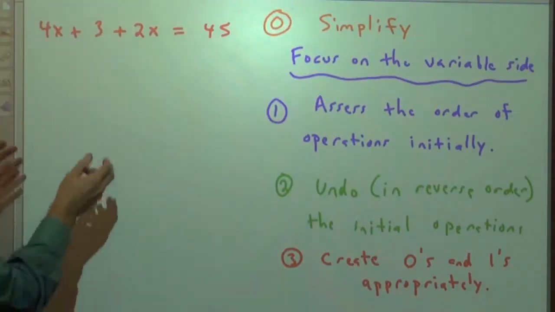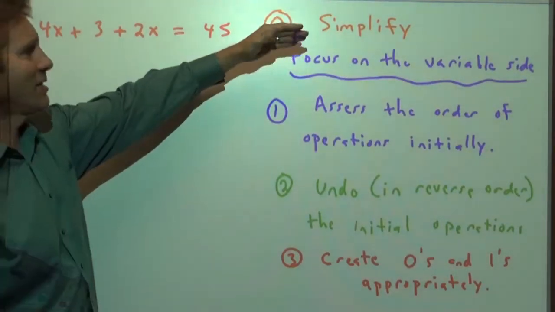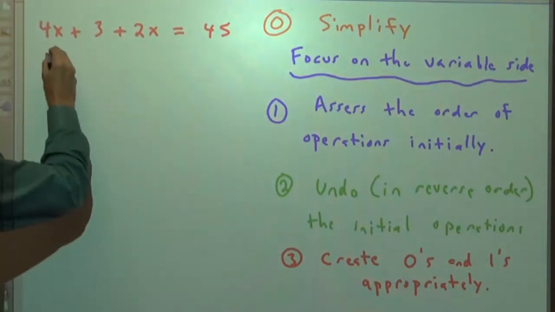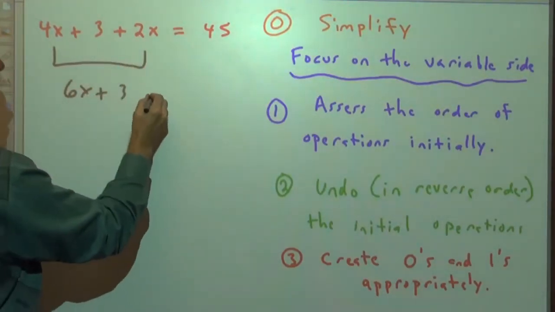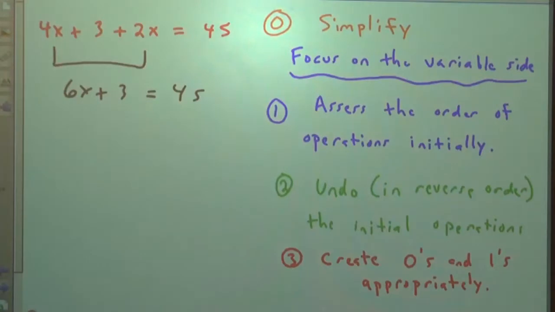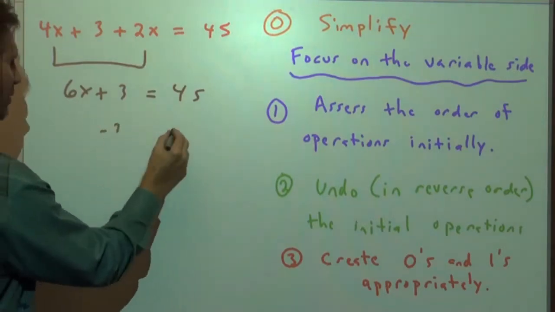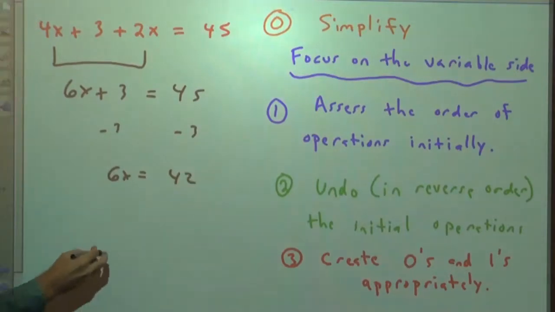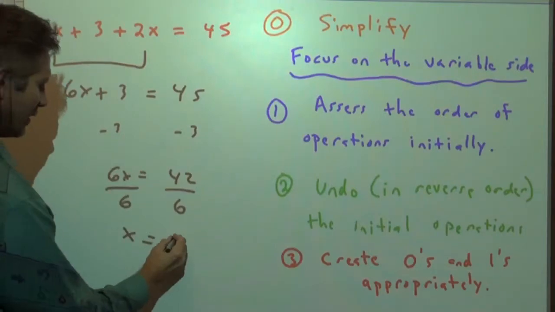So here we go. We look at that, we say, uh-oh, we have 2x terms on the left side. No problem. Let's simplify before we jump into this. We can combine the like terms. These guys right here, 4x plus 2x is 6x plus 3 is equal to 45. And now we go in reverse order of operations. We undo the weakest operation first by subtracting 3 from both sides, and then once we get 6x is equal to 42, we take care of the more sophisticated operation by dividing by 6. X is equal to 7.